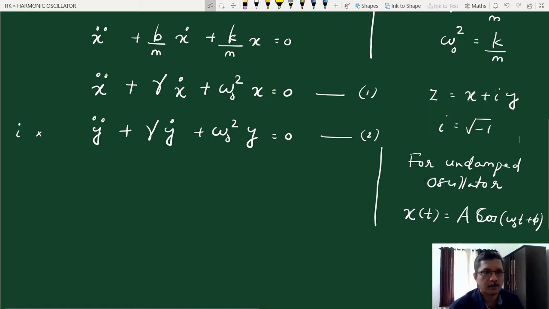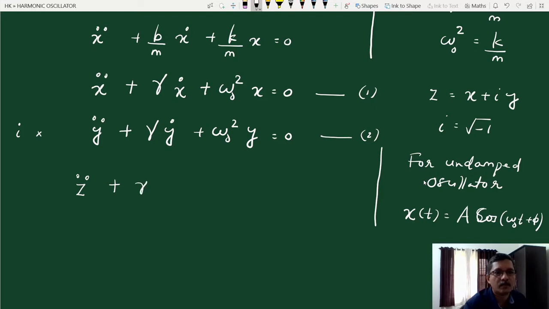So that's what I am going to do here. If you add these two terms, the first term will be x double dot plus iy double dot, which I call z double dot. The second term will be gamma times x dot plus iy dot, which is z dot. The third term will be omega 0 square times x plus iy, which is z.